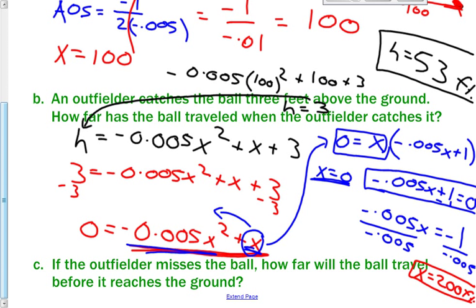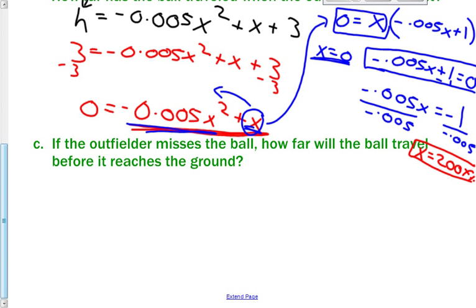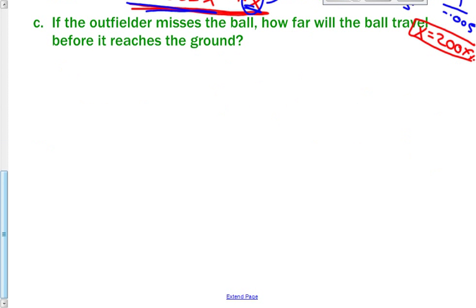And now problem letter C. If the outfielder misses the ball, so evidently he misjudged it or dropped it or whatever, how far will the ball have traveled before it reaches the ground? So think of this for a second here, class. Here's our parabola. It was hit from home plate.